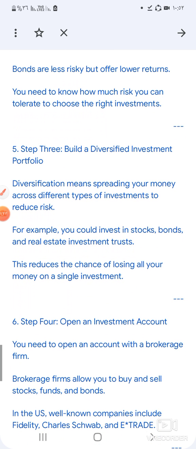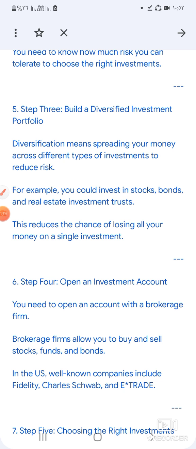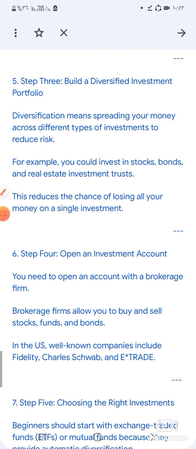5. Step 3. Build a diversified investment portfolio. Diversification means spreading your money across different types of investments to reduce risk. For example, you could invest in stocks, bonds, and real estate investment trusts. This reduces the chance of losing all your money on a single investment.